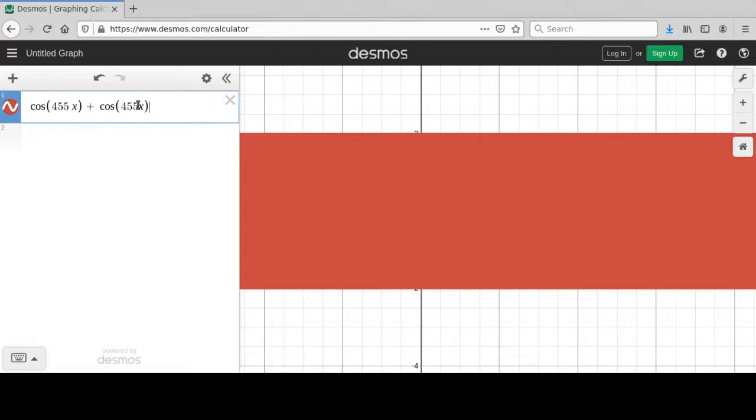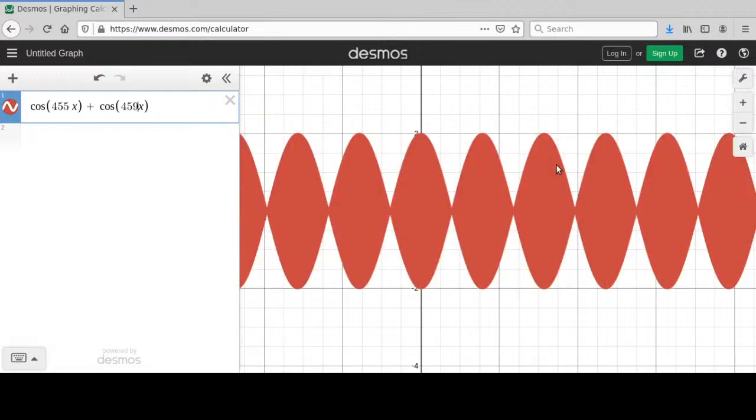Okay, so there you go. And back to that, you can see the beats again. Last thing, one of the questions was, well, what would you see on the oscilloscope?